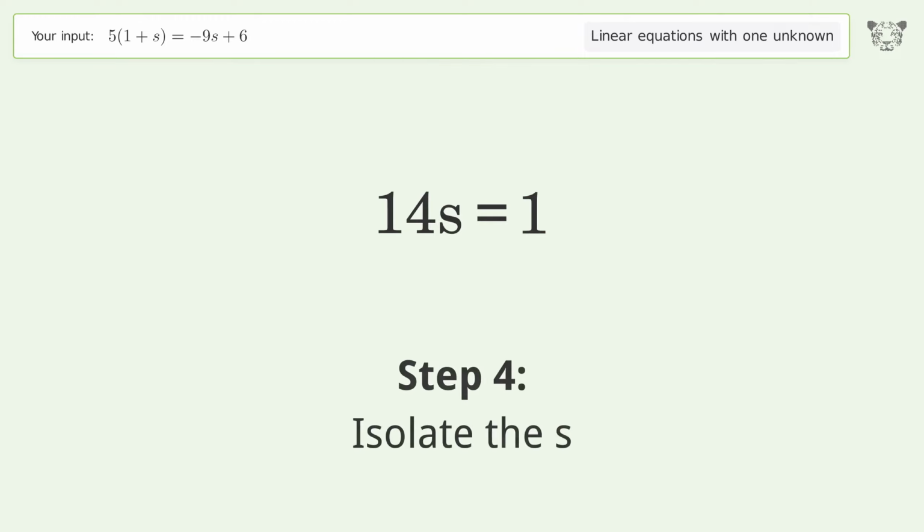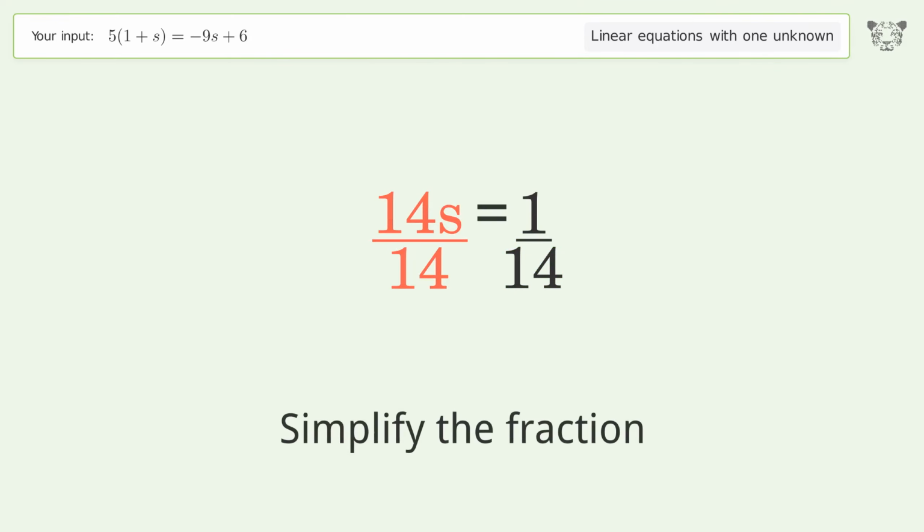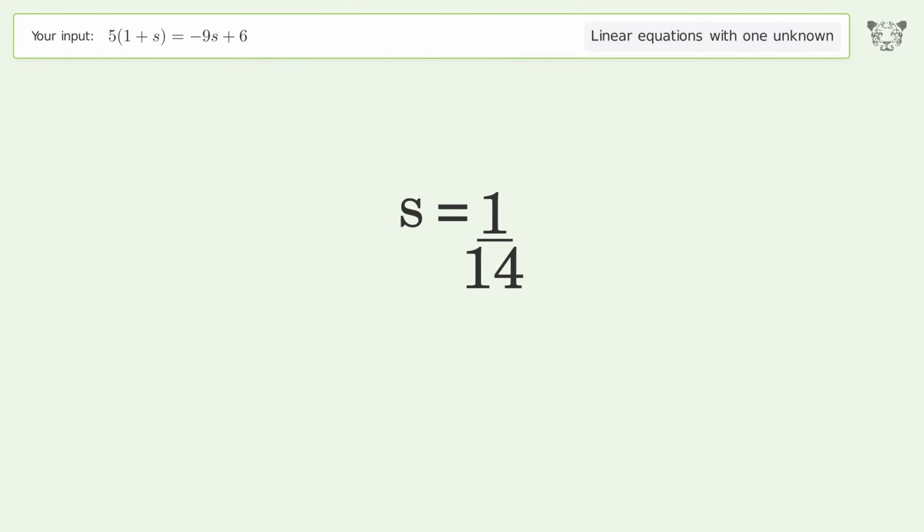Isolate the s. Divide both sides by 14. Simplify the fraction. And so the final result is s equals 1/14.